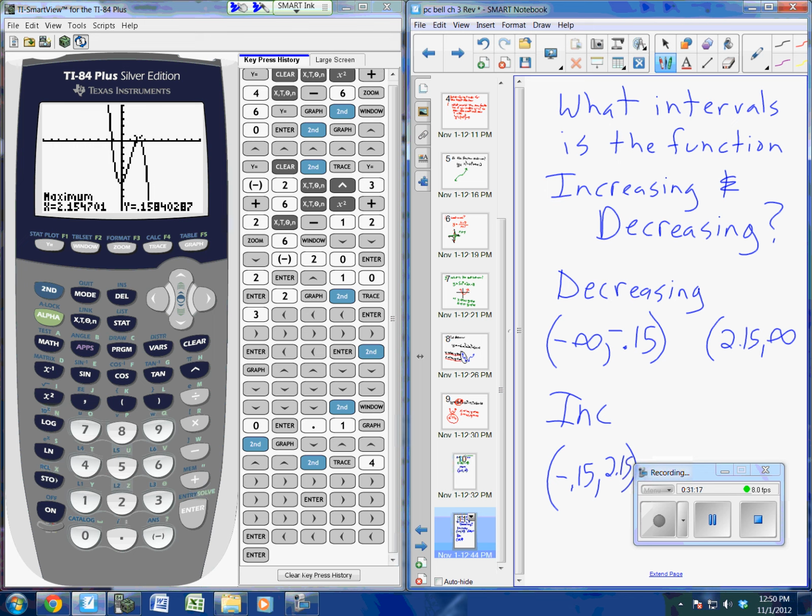Then this function is decreasing from 2.15 to where? Positive infinity, to the right, okay? As you move right, the y values are decreasing. As x moves right, y values are decreasing forever, okay? And so these are the intervals on which this function is increasing and decreasing. Yes? Because we're talking about the x number. As you go to the right, that's positive infinity on the x, right? Your y values are decreasing. Does that make sense? Okay.